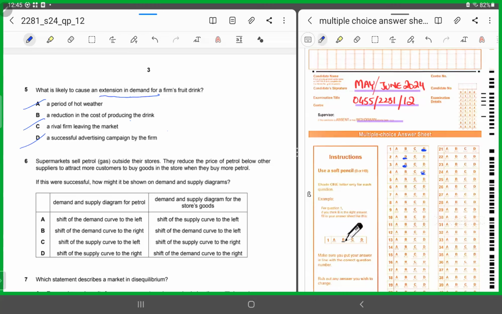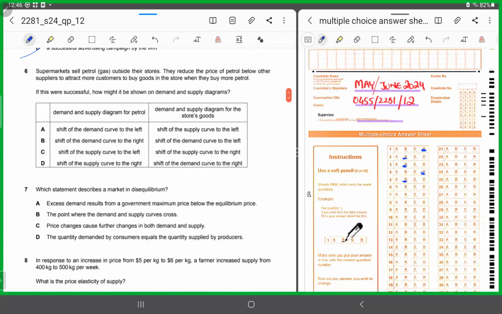So, if it's a shift, it will cause an increase in demand. Hot weather will cause a shift, a rival firm leaving the market will also cause a shift, and a successful advertising campaign will also. It's only option B, which is talking about a reduction in the cost of producing the drink. Why? Because a rise in quantity demanded is caused by a fall in the price of the product itself. Because there's a fall in the price of the product itself, leading to an increase in the demand for the fruit drink. Right? Hope this is clear. So for 5, it has to be B.